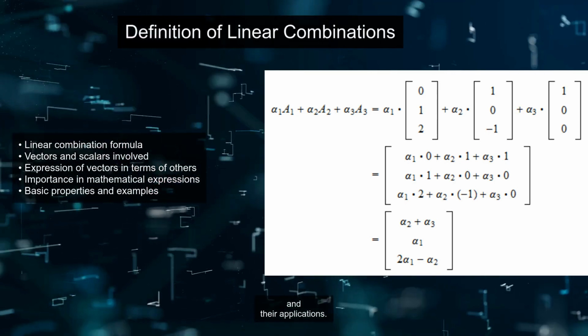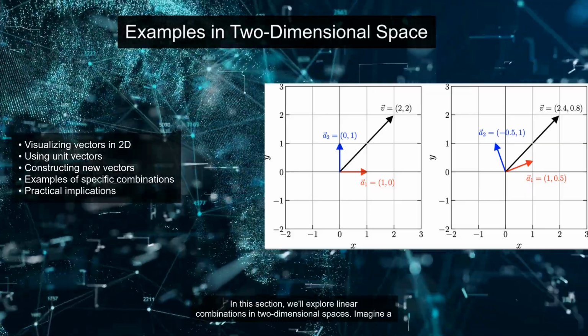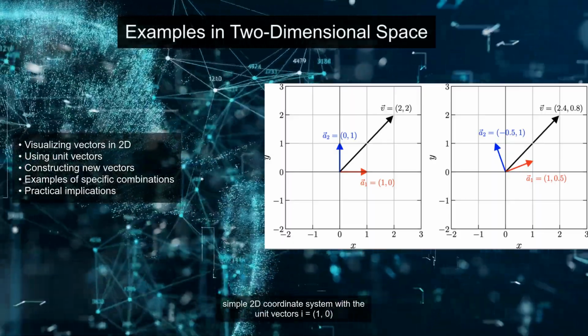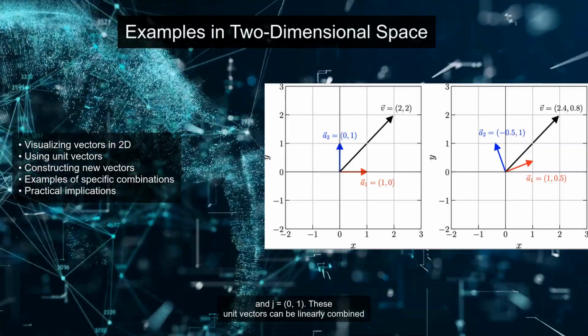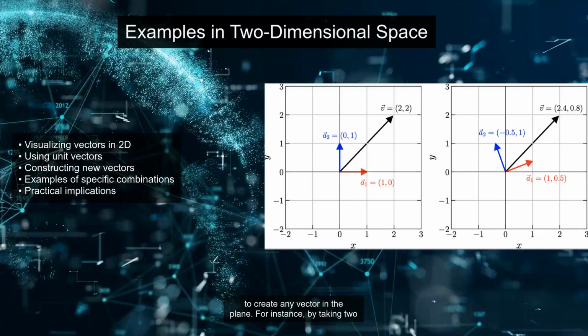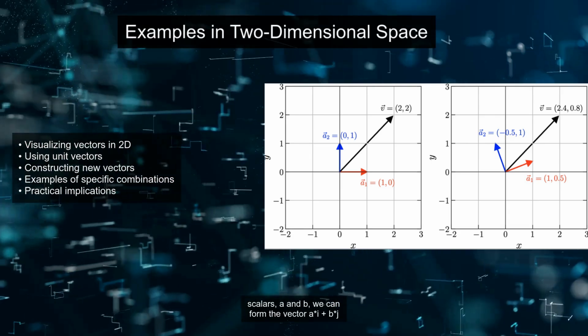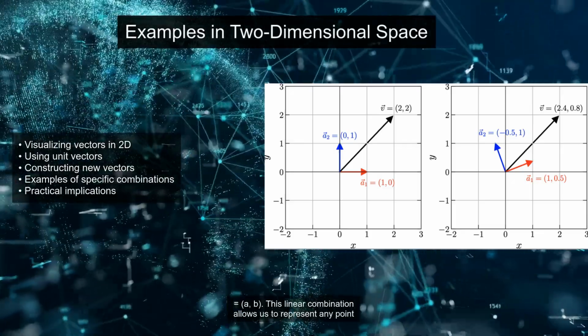In this section, we'll explore linear combinations in two-dimensional spaces. Imagine a simple 2D coordinate system with the unit vectors i equals (1, 0) and j equals (0, 1). These unit vectors can be linearly combined to create any vector in the plane. For instance, by taking two scalars, a and b, we can form the vector ai + bj equals (a, b). This linear combination allows us to represent any point on the plane as a vector.